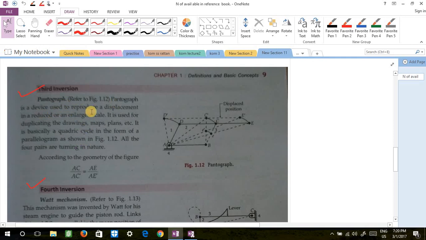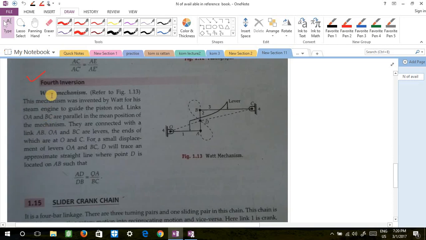Pantograph is a device which is used to reproduce a displacement in a reduced or an enlarged scale. Whenever we want to enlarge a scale, or whenever we want to reduce a scale, at that time we will use pantograph. The fourth inversion is Watt mechanism. This is the fourth inversion of 4-bar chain.